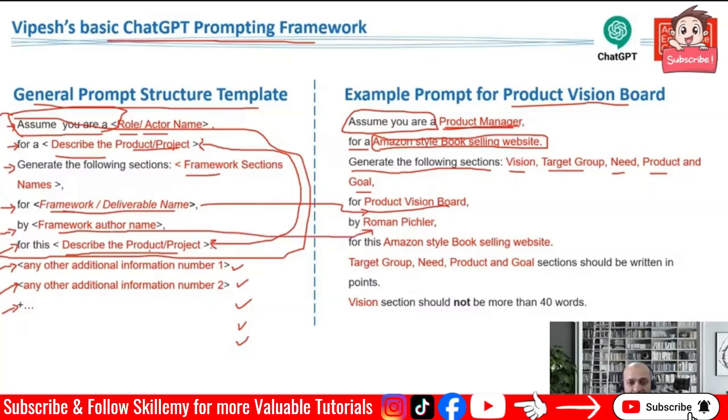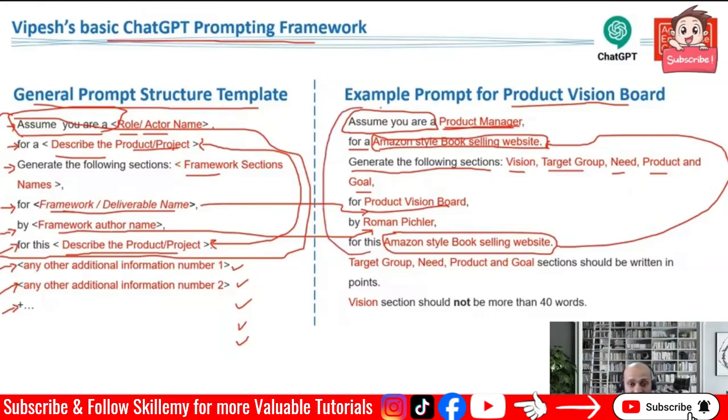Then in the next step, I'm again asking to describe the project or the product. So this is just a copy of step number 2, the information which we gave in step number 2. And then I'm giving it some additional information and context, which is not captured in the main body of the template.